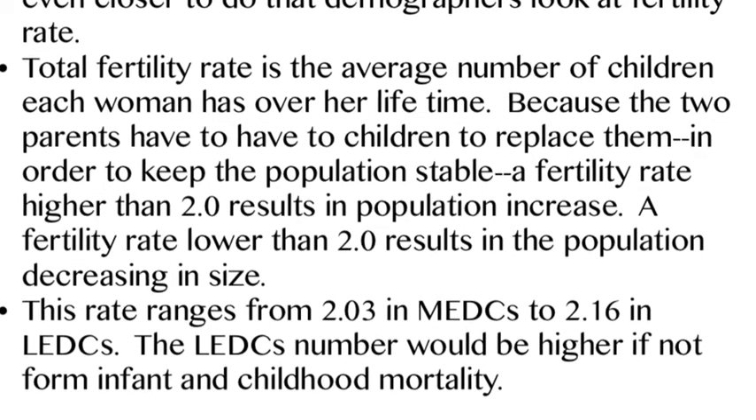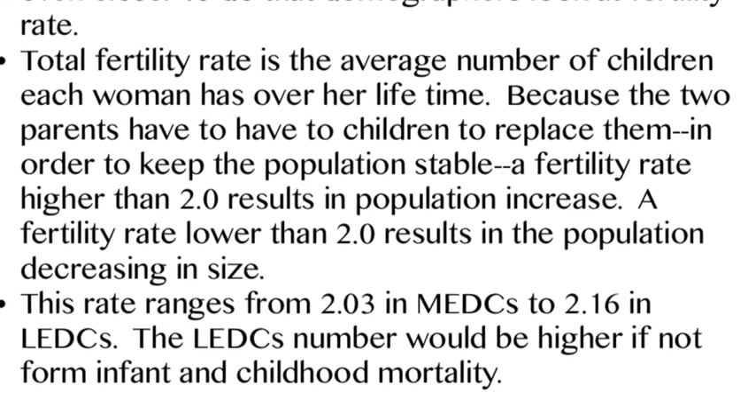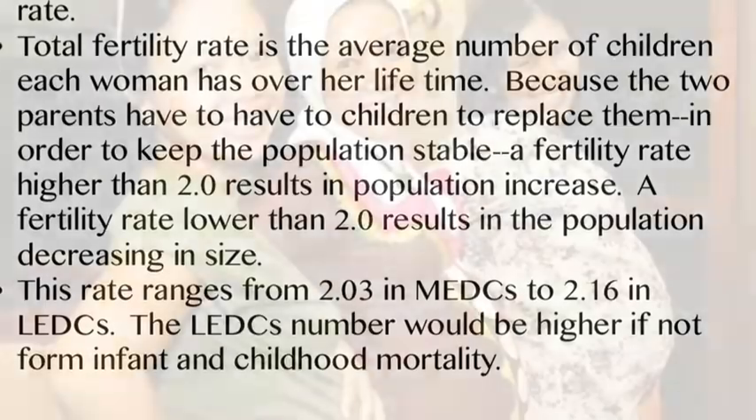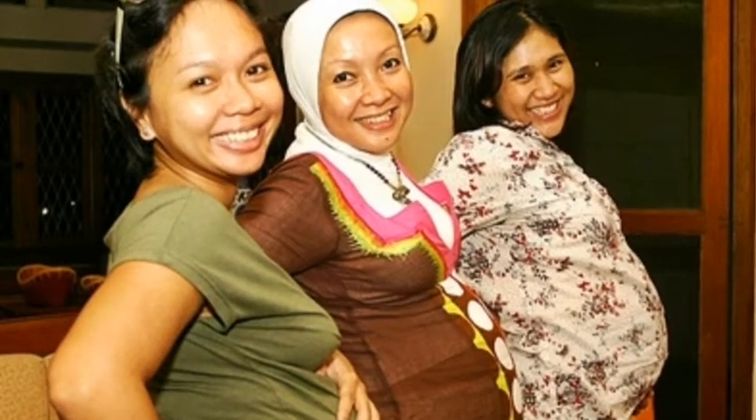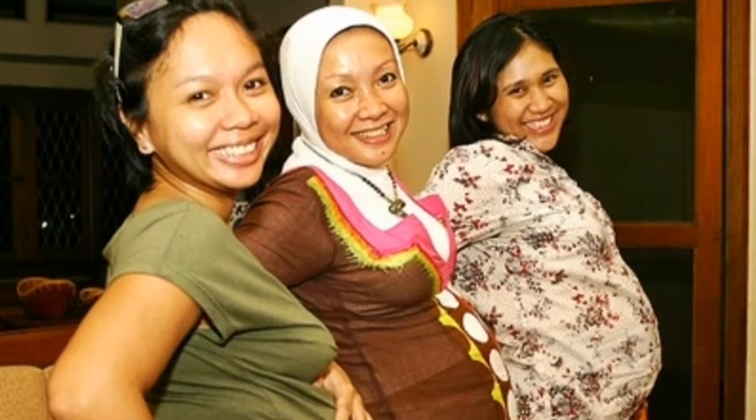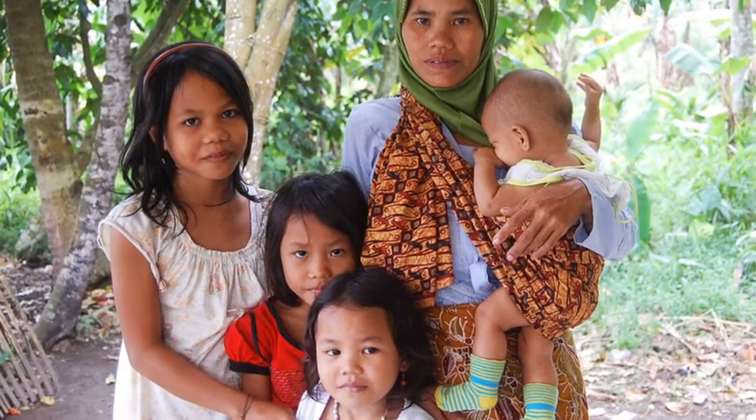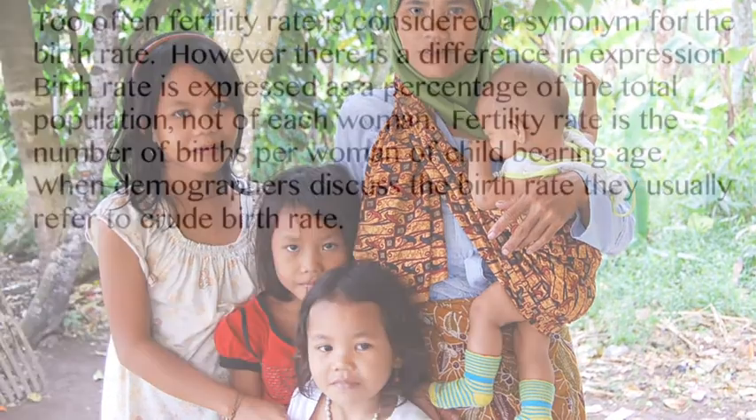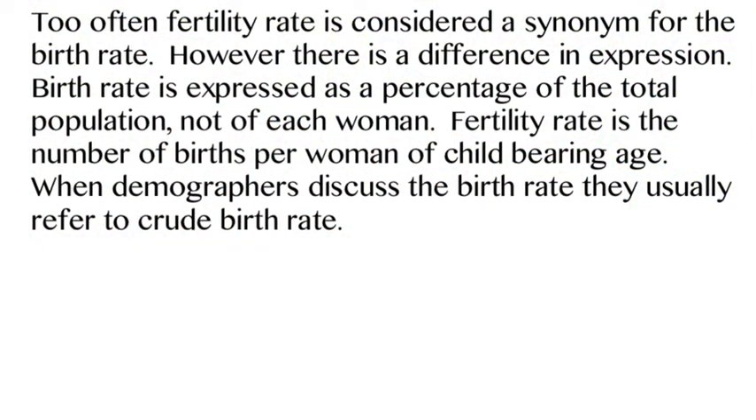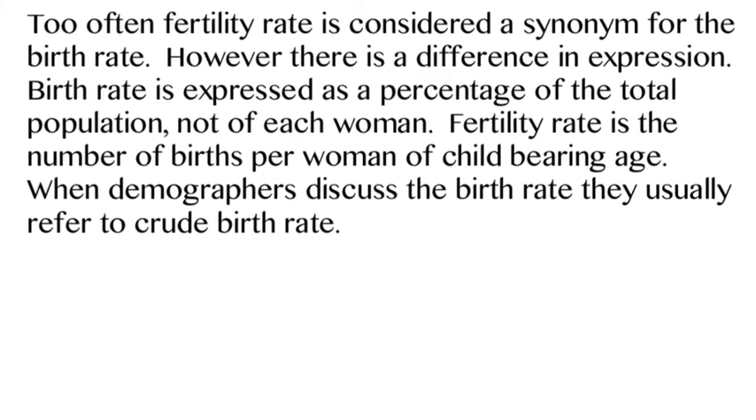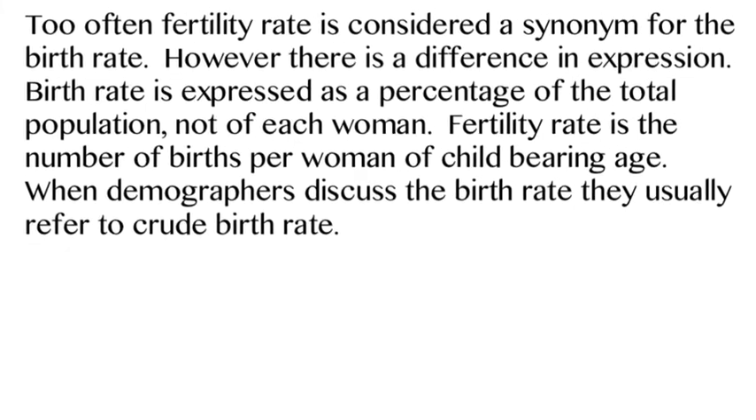Now, if you think about it, it makes sense that a woman and her husband, or a woman and her partner, have to have 2 kids to replace them when they die. So 2 is the magic number. If you have more than 2 kids, like this family, then the population of the country is going to go up. If you have less than 2 kids, the population is going to go down. It turns out that MEDCs tend to have a number around 2, LEDCs tend to have a higher number.